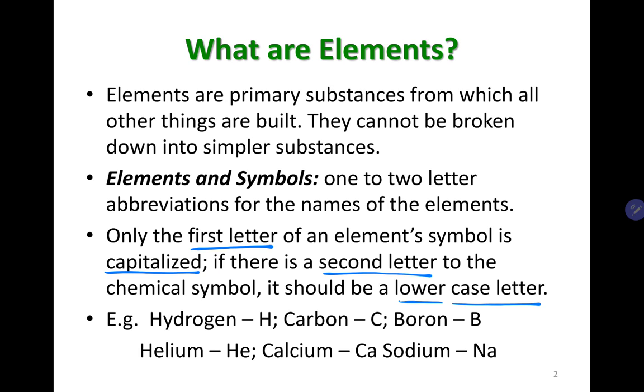So here are some examples. Elements such as hydrogen, carbon, and boron only have a one letter elemental symbol. But sometimes you could have elements such as helium or calcium. They have two letter symbols, and of course the first letter is capitalized and the second letter is lowercase.